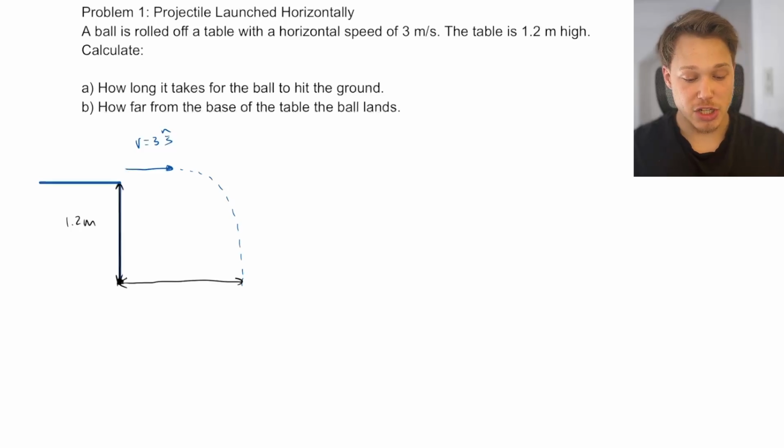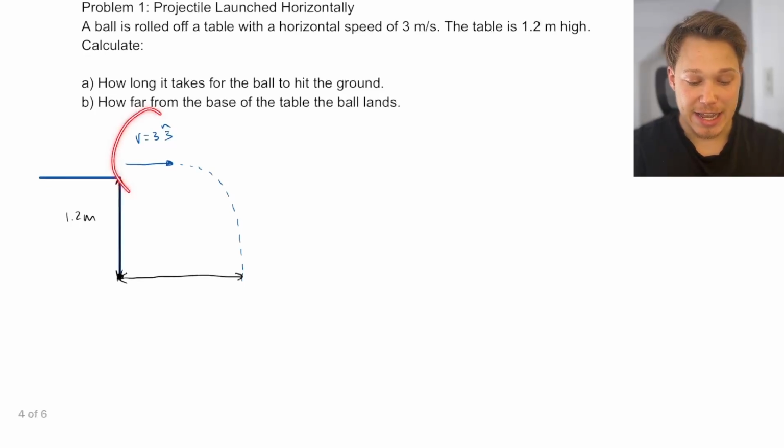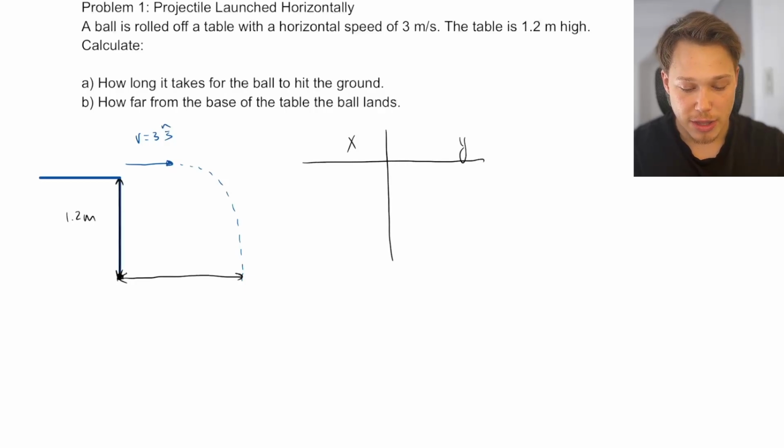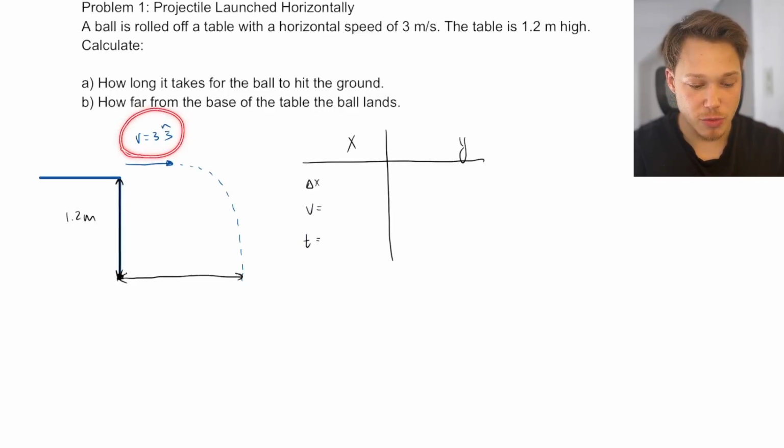So I sketched the problem. My velocity is not at an angle, so I don't have to find its x and y components. It basically only has an x component, right? Because it's to the right. So step number 1 is completed. The second step is, of course, to make the table. So in the x direction, I just have 3 variables, and my velocity is going to be in the x direction, so 3 meters per second.